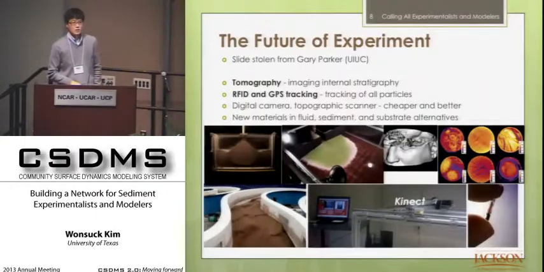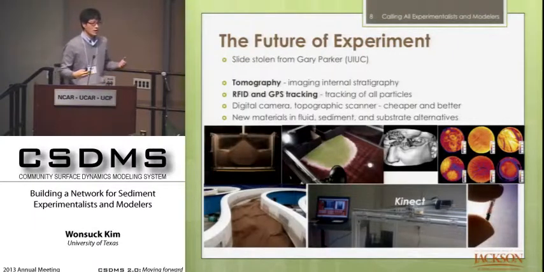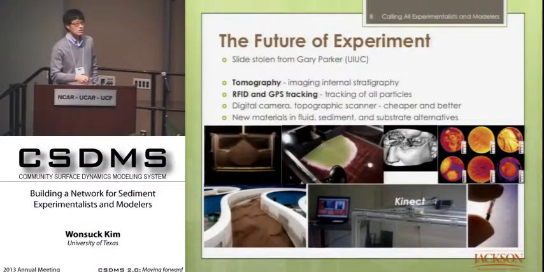I stole this slide from Gary Parker. Many of you know him. We have a lot of advances in science and technology. Really soon, we will see everything. Tomography: right now, we can see every section of the body as you go into the MRI. But probably it will adapt to the experiments, and we can see, without any hassle, all the stratigraphic patterns, like these sections.